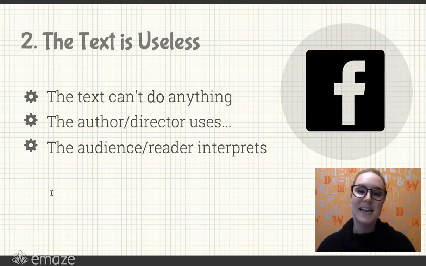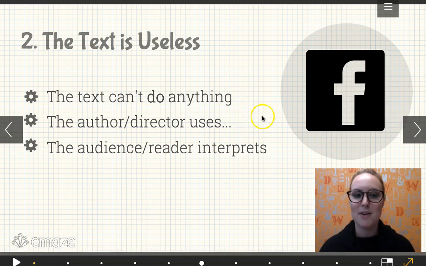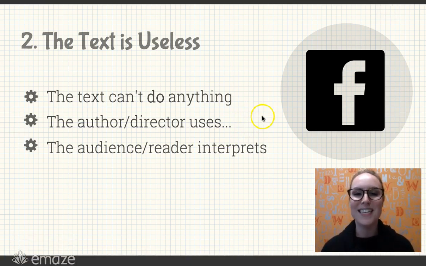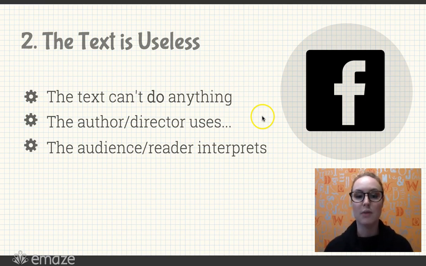Number two, now the text is useless, and I say that not in a way to offend anyone who's written the text, but just to say that a text on its own can't do anything. You always need to talk about the fact that the author or the director has constructed this piece of literature or this film or this play. They have constructed it in a way that the audience or reader then interprets.